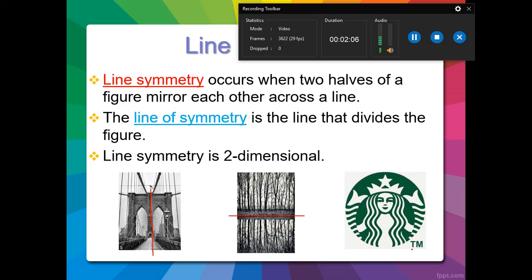So if you look at the Starbucks logo, and we'll ignore the trademark symbol down at the bottom, but this logo, if we go right down the center, and I'm doing my best here, the left side and the right side of the logo are identical. So you should be able to fold the object along the line of symmetry, and the left side and the right side should match up perfectly.